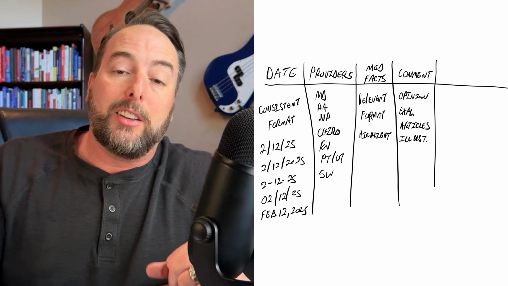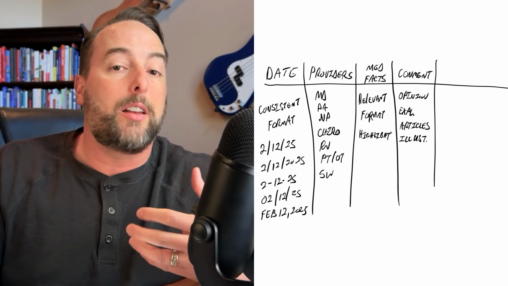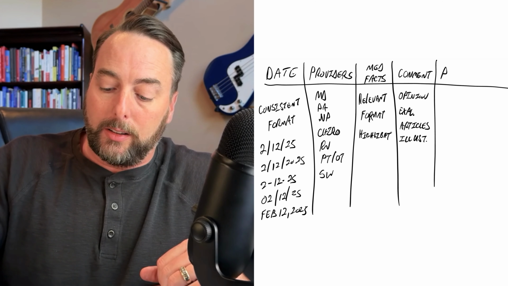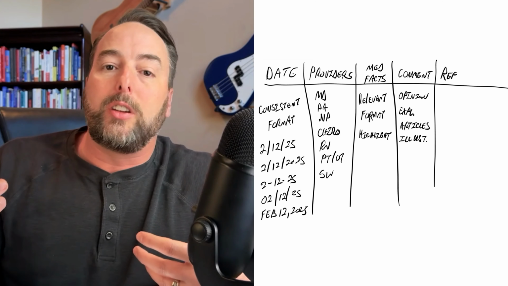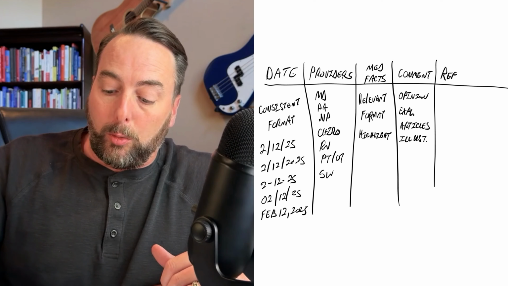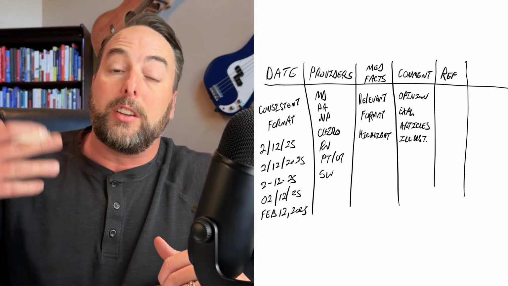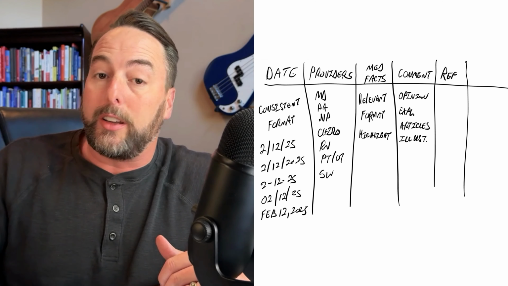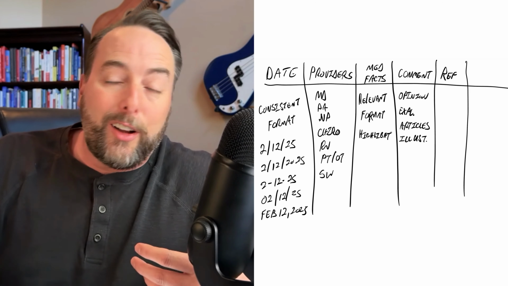The last thing that you're going to want to have in a high quality, top tier chronology is the reference. So where the heck did you get this information from? The attorney's going to want to know, where did you get the information that I'm looking at here so I can go back and look at it myself? There's a number of ways to do that.